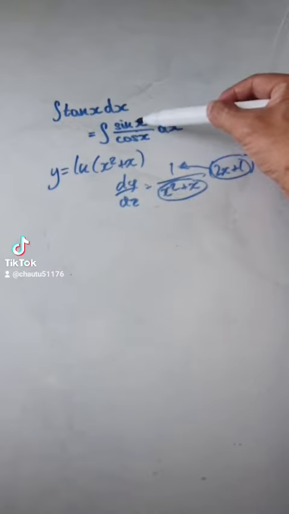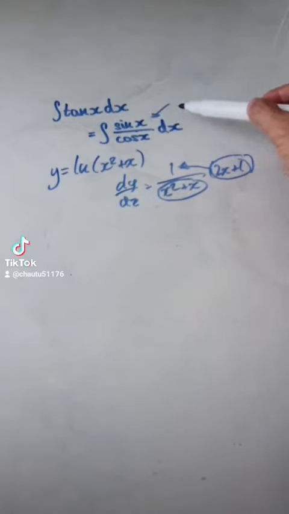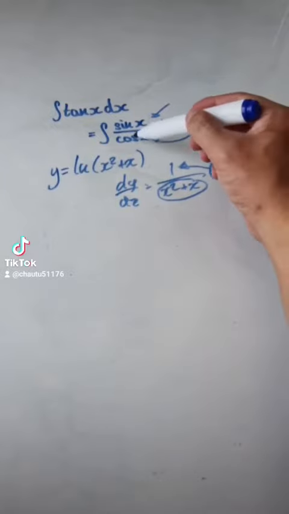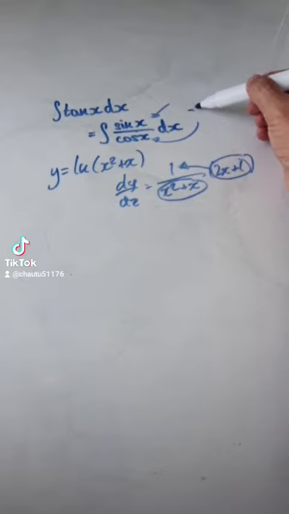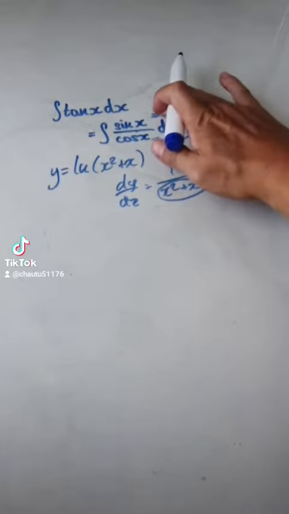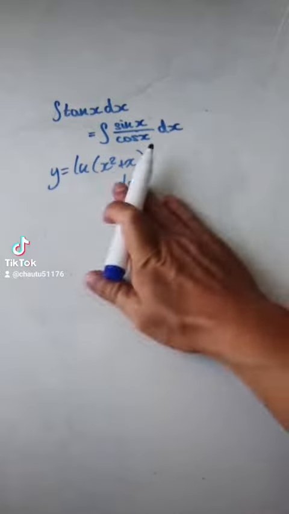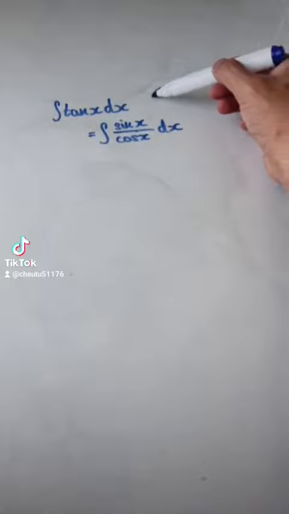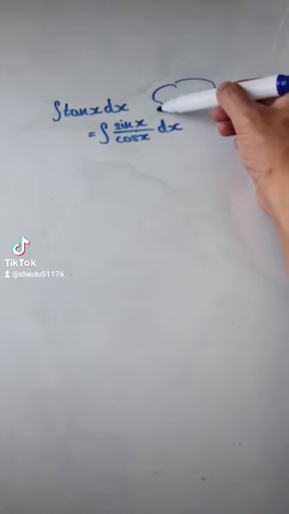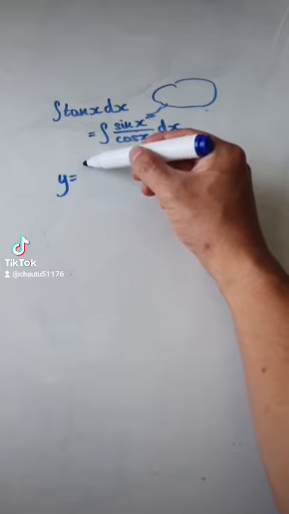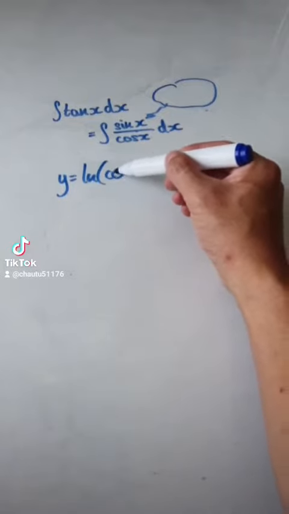So if you're trying to integrate this, notice that the numerator is near enough the exact derivative of the denominator, because if you differentiate cos, it will give you minus sine of x, which is very similar to this. So for you to integrate this, you've got to look for something in such a way that when you differentiate it, it gives you this. So if you consider y equals, hang on, if you consider this, cos of x.